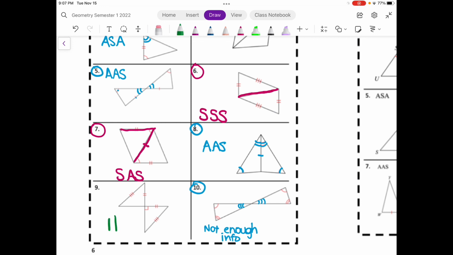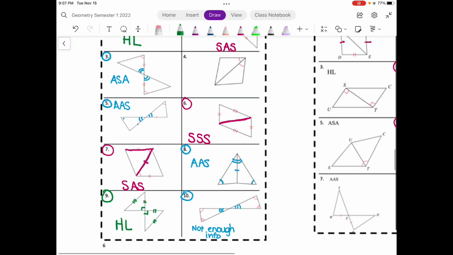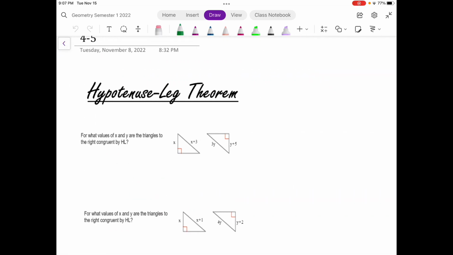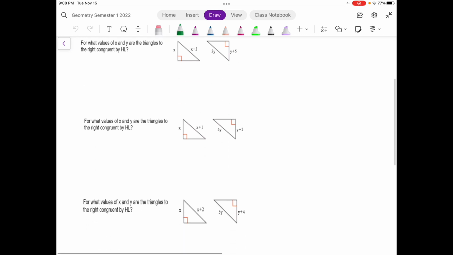Same idea here. If this is a right angle, this is also a right angle. The hypotenuses are congruent, and one of the legs are congruent, so they must be congruent. All right, let's switch over to our other sheet and look at how this works. I'm actually not going to go through all three examples because they all work almost identically.